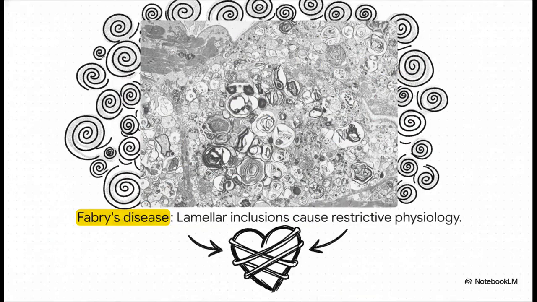And at the microscopic level, we can clearly see what causes that restrictive physiology we talked about. This electron micrograph shows Fabry's disease, which is a type of inherited storage disorder. Do you see all those concentric lamellar inclusions? Those are abnormal metabolic products physically cramping the cell. Because the cell can't clear out these glycosphingolipids due to a missing enzyme, the heart muscle becomes incredibly stiff and restricted, leading straight to RCM.